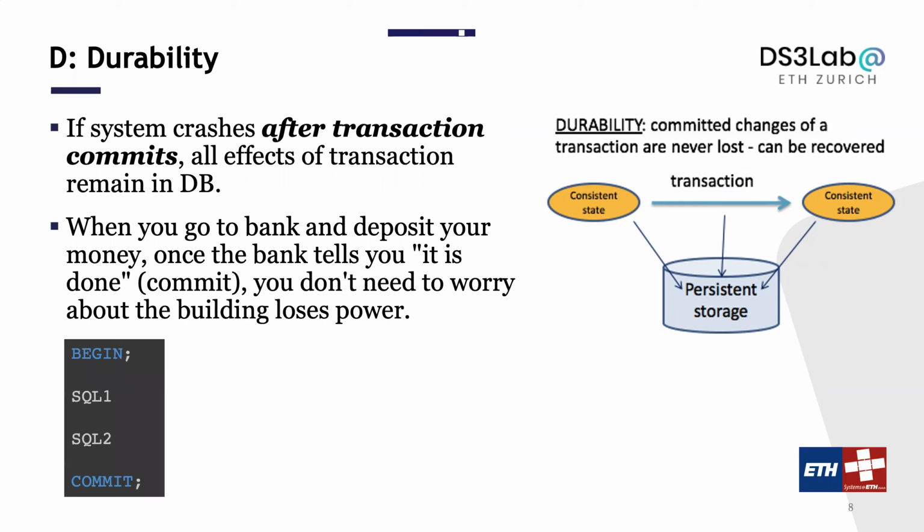So essentially, if you have a transaction that looks like this, you have SQL1, SQL2, two different instructions. Durability means that if the system crashes at this point, after commit, you want to make sure when you reopen the database, all the changes done by this whole transaction will still be there.